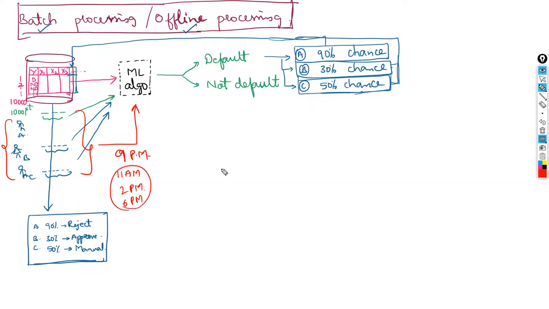You define your rules. But the point that you all have to understand here is that we are not processing every individual's loan application as in how you receive that. Instead, we are storing a batch or a group of loan applications, and then we are processing it at one go. That's batch processing or offline processing.